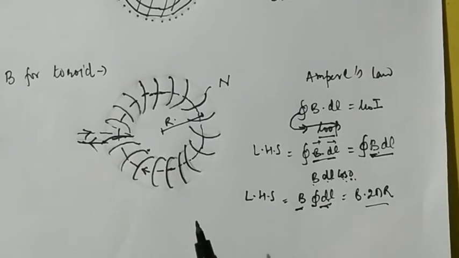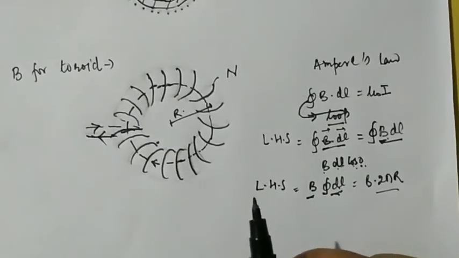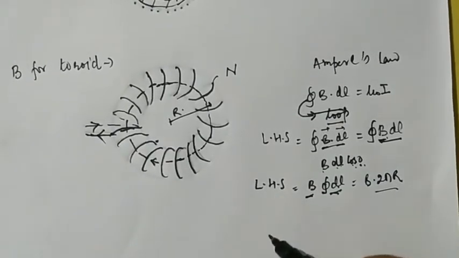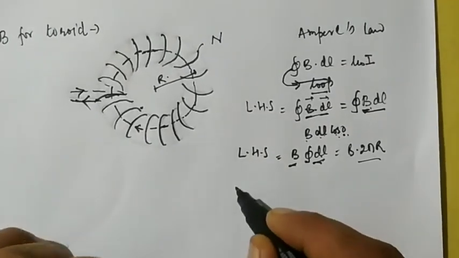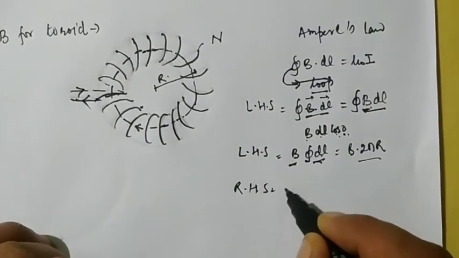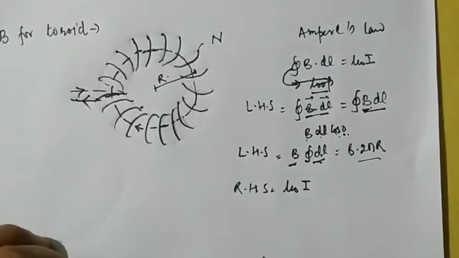Now, what should be the right hand side? The right hand side is equal to mu naught times the total current threading this loop.